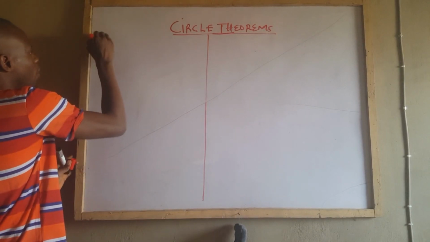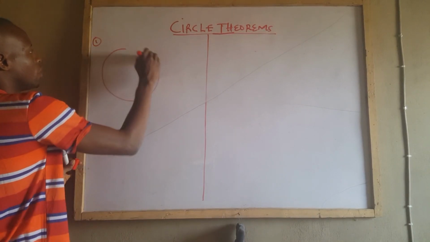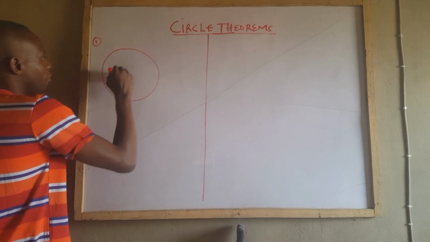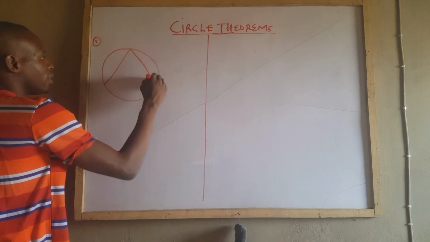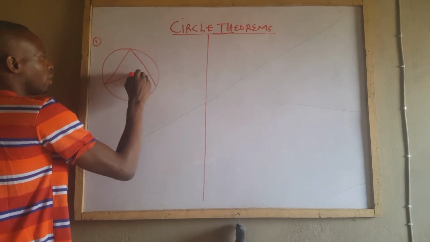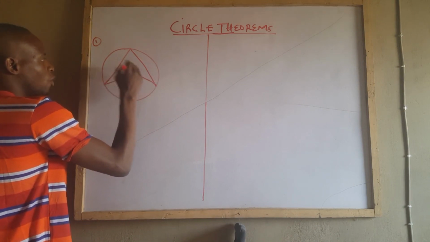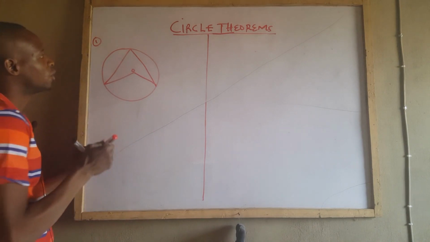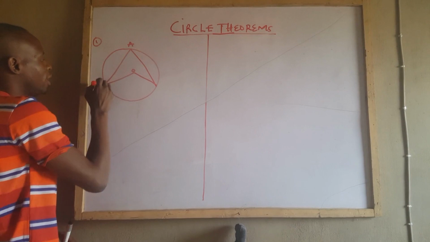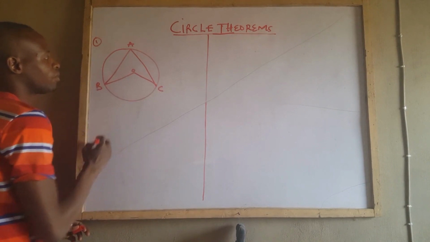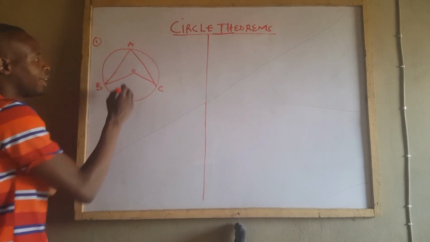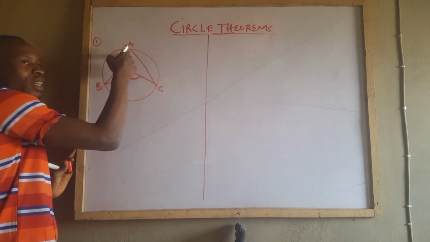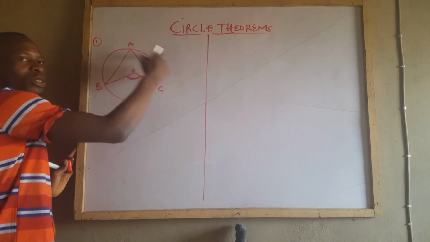Okay, now we have a circle. This is a circle. Then we have an arc. This is point O. That point O simply signifies the center of that circle. So let me call this point A, this point B, and this point C. So this theorem simply states that the angle at the center here is always twice the angle at any point on the remaining part of the circumference.